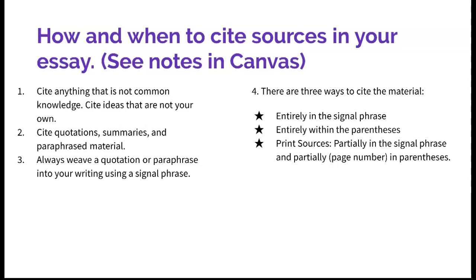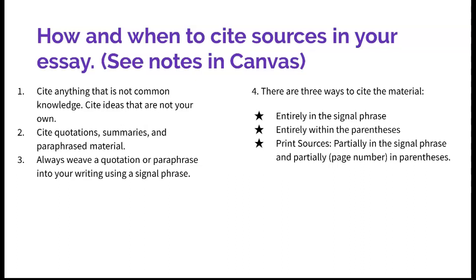So first, cite anything that is not common knowledge, and cite ideas that are not your own. Cite quotations, summaries, and paraphrased material. And always weave a quotation or a paraphrase into your writing using a signal phrase. So that signal phrase are the words that are your words that encase that quotation or lead into that quotation for your reader.